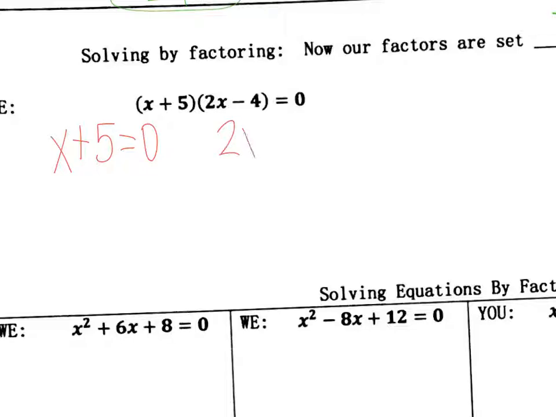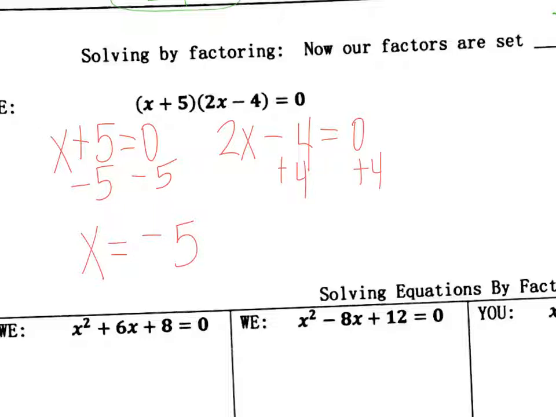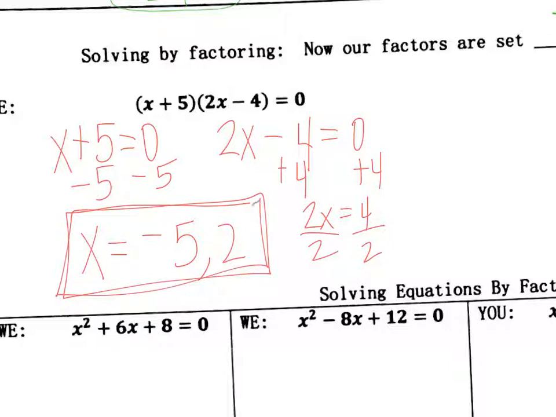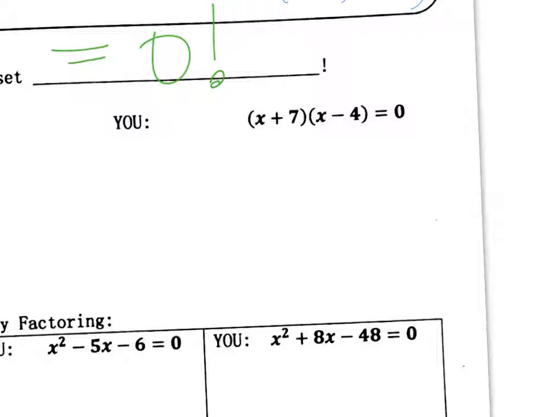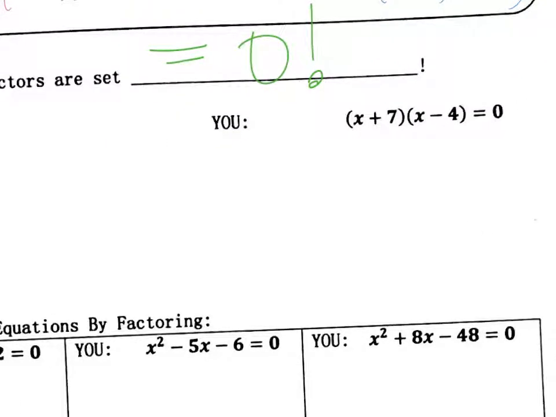All right, x plus 5 equals 0, 2x minus 4 equals 0. And we figure out what x would be. So we do minus 5 here. So x would be negative 5. And for this one, we add 4. So 2x equals 4. And we divide by 2. And x would equal 2. So our two answers to that problem are negative 5 and 2. Try this one on your own and check with somebody in the room to see if you got it right. Okay, I'm going to move on.